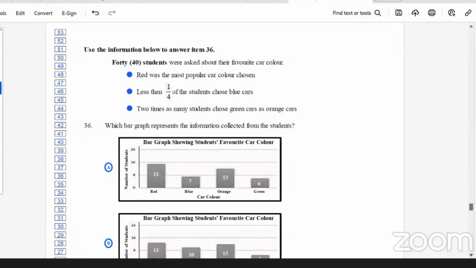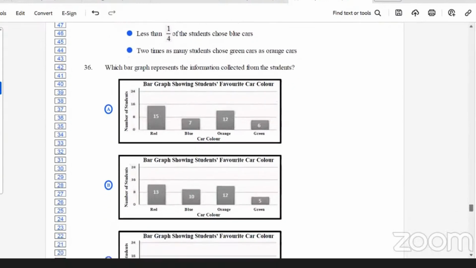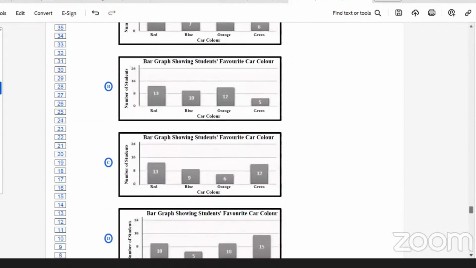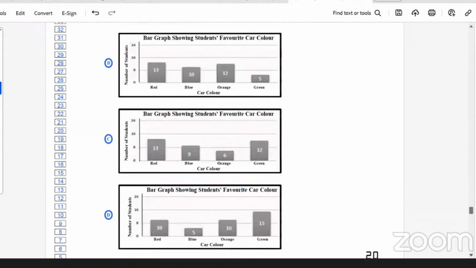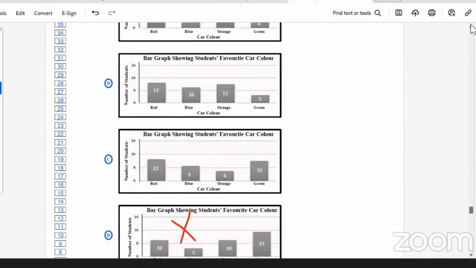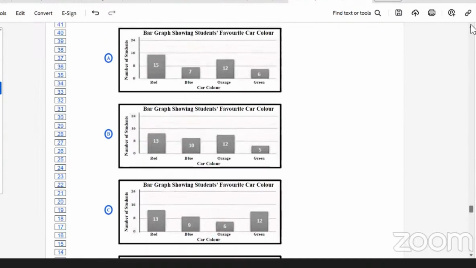Red was the most popular option. So of all of them, we need to have red showing the most. So if there's any with red not being the most, it would be incorrect. So far, this would be incorrect because red was the most popular. In this one, red isn't. So that one is out of the options. Let's look at the other options.